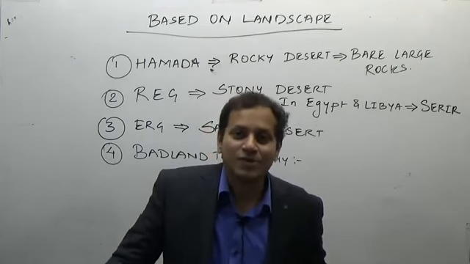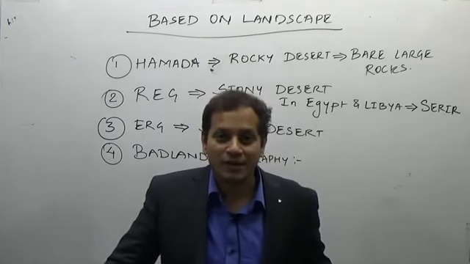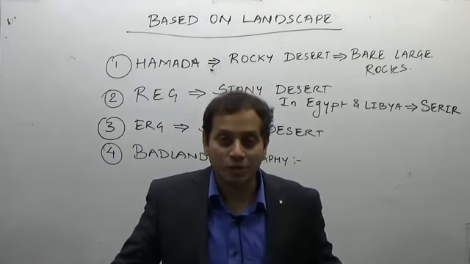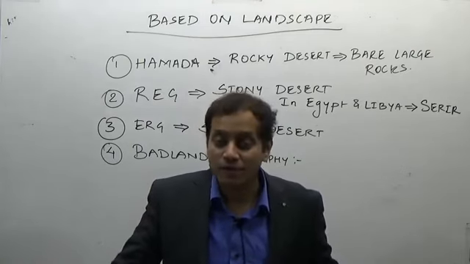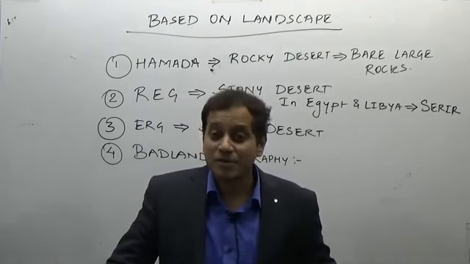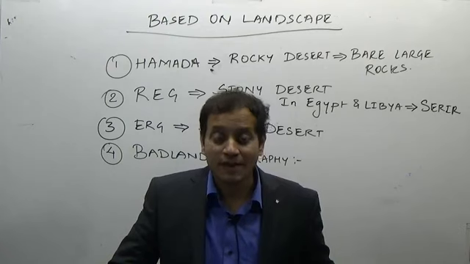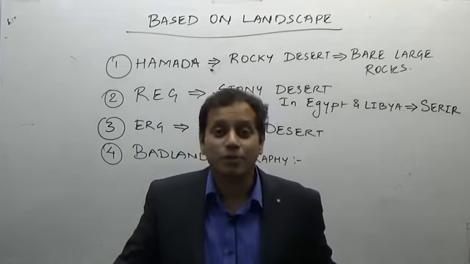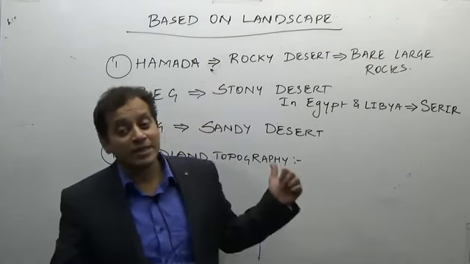Such a topography is known as a badland topography. Which area in India is famous as a badland topography? The area of Chambal, Chambal ki ghatiya, or the Chambal basin is famous for a badland topography. In USA also such a topography is named as badland topography. So the name we are calling here is badland.